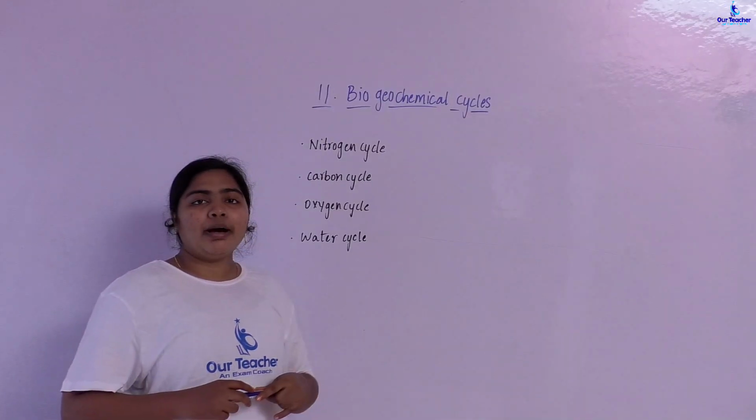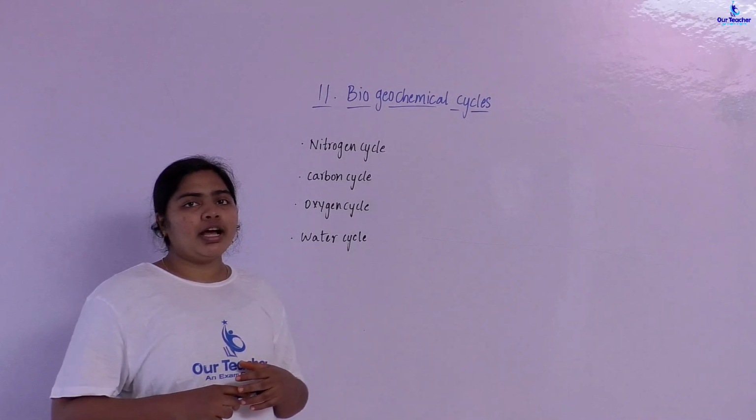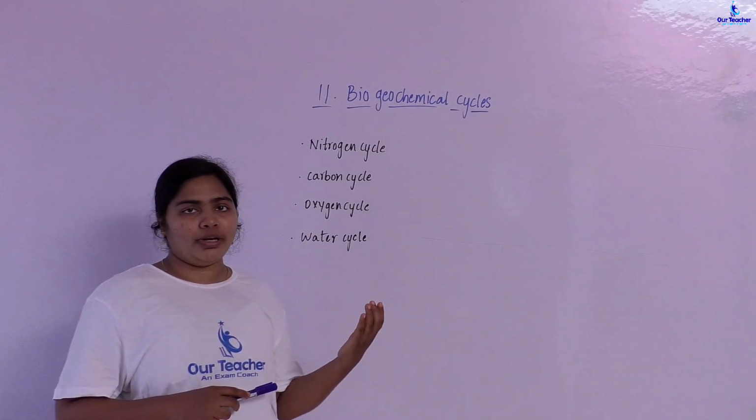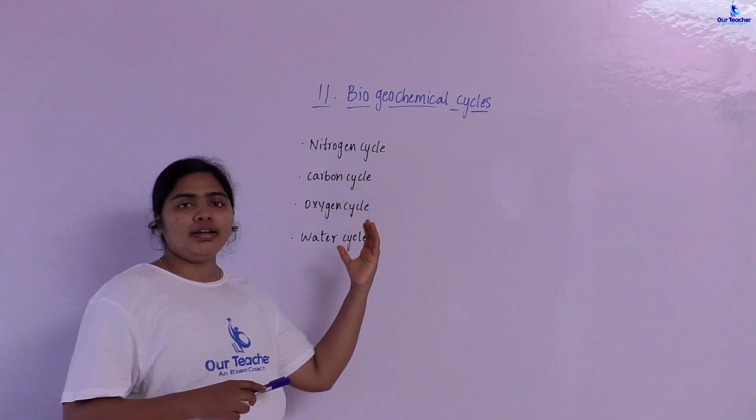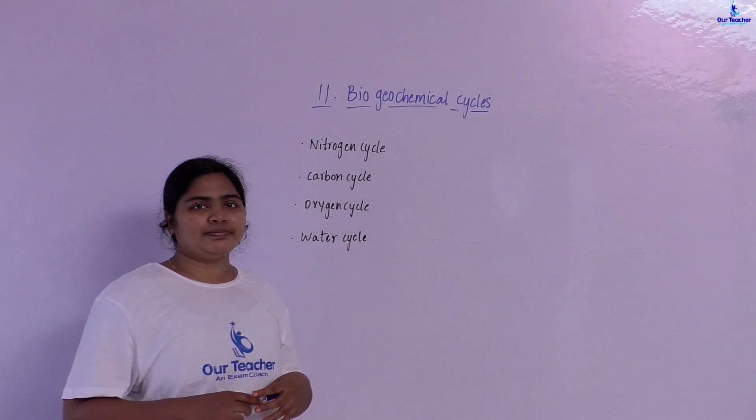Today we are going to learn 9th standard biology 11th chapter. The name of the chapter is biogeochemical cycles. Biogeochemical cycles are the mineral cycling, and there are 4 prominent cycles. These are the nitrogen cycle, carbon cycle, oxygen cycle and water cycle.